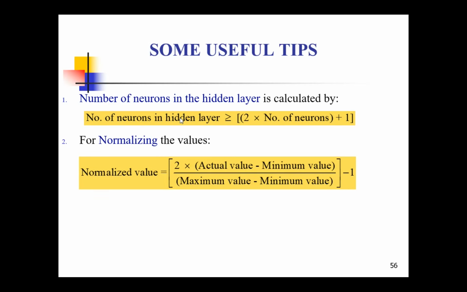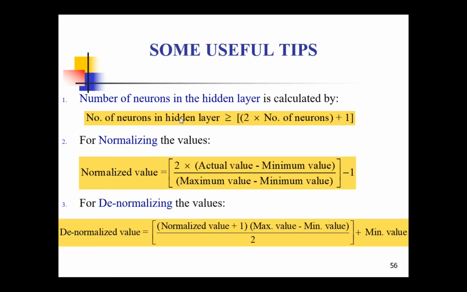Using this formula, the normalized value is equal to 2 into (actual value minus minimum value) divided by (maximum value minus minimum value), minus 1. After predicting the output, that should be converted back into the original values or original sequence. For this, we have to denormalize these values: the normalized value plus 1, times the maximum value.